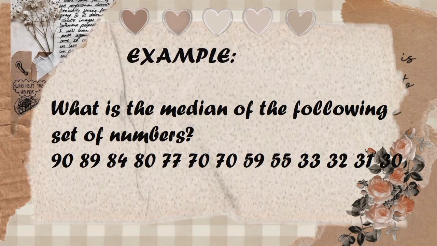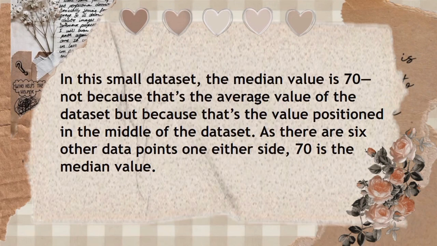For example, what is the median of the following set of numbers? 90, 89, 84, 80, 77, 70, 59, 55, 33, 32, 31, and 30. In this small dataset, the median value is 70. Not because that's the average value of the dataset, but because that's the value positioned in the middle of the data. As there are 6 other data points, one either side, 70 is the median value.